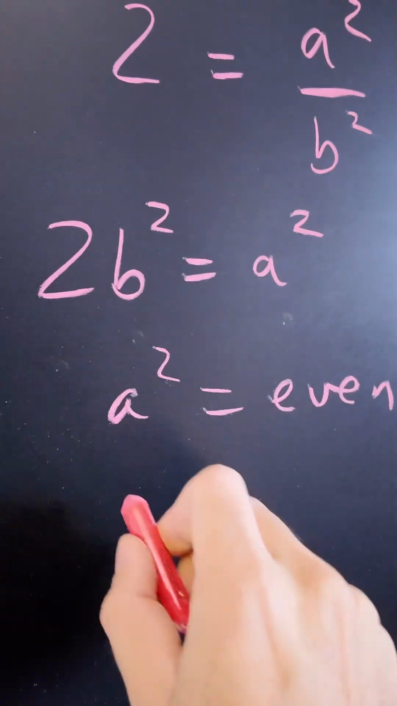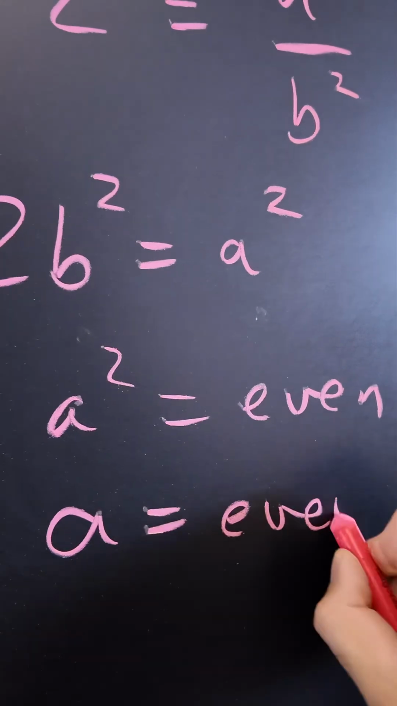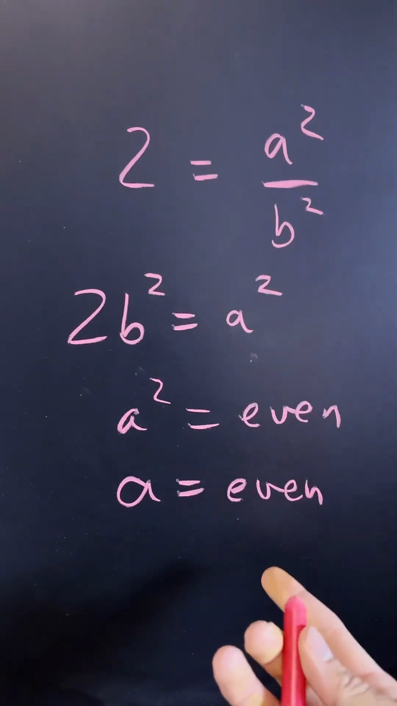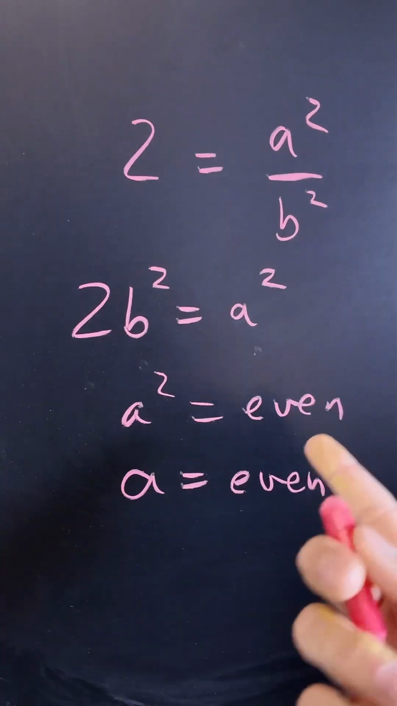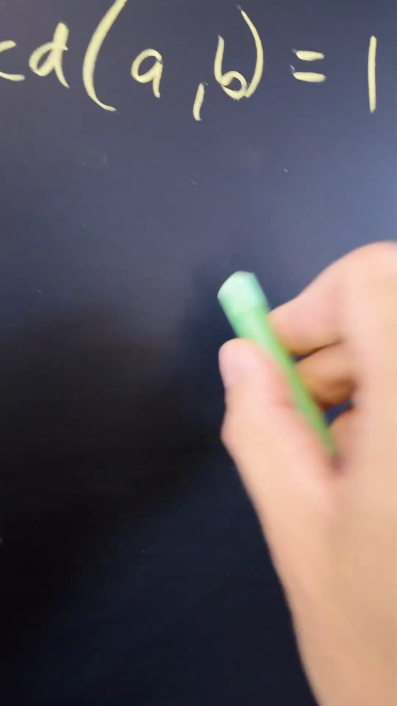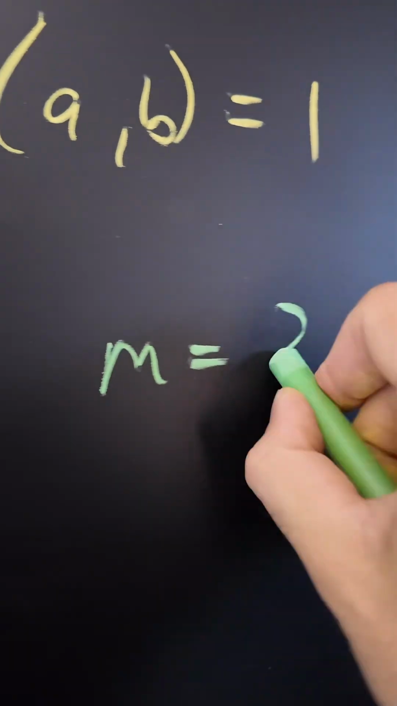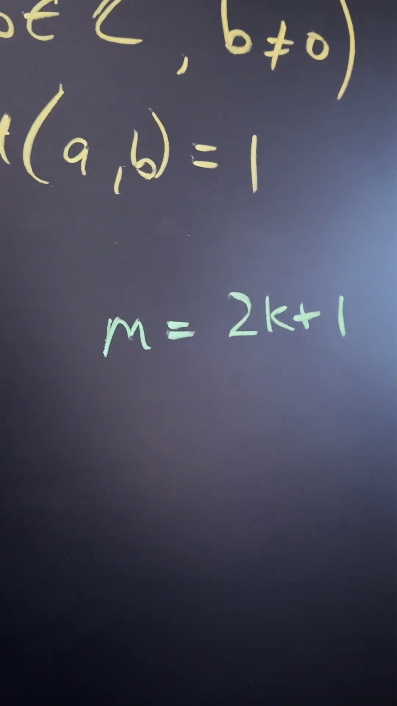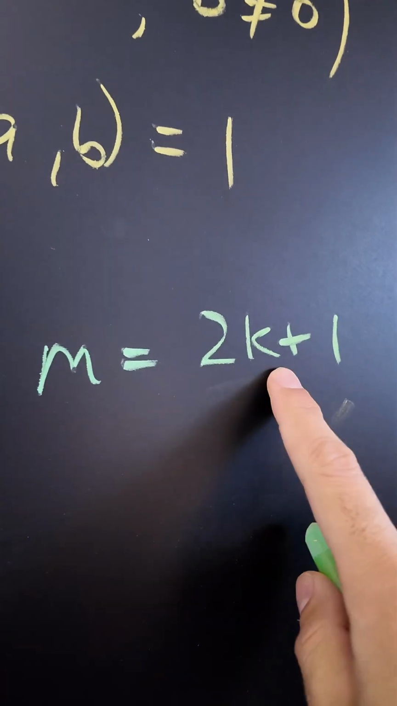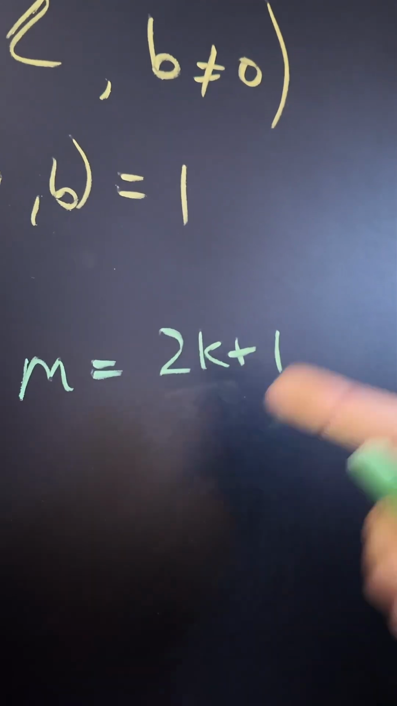Well, that would imply that a is also even, because if a squared is even, that means that the original value also has to be even. Because if somehow it was odd, when you square that, a squared should not be odd. Let me give you an example real quick. Let's say you have a value m, and let's say it is odd. This is the form you use to say that it is odd, because it is not a multiple of 2 anymore: it's a multiple of 2, and then plus 1.